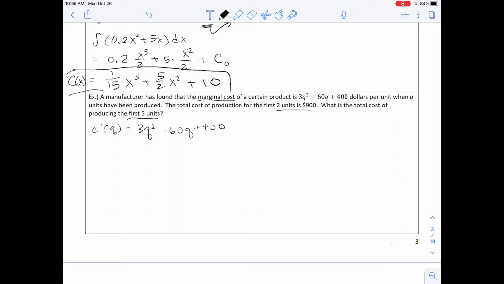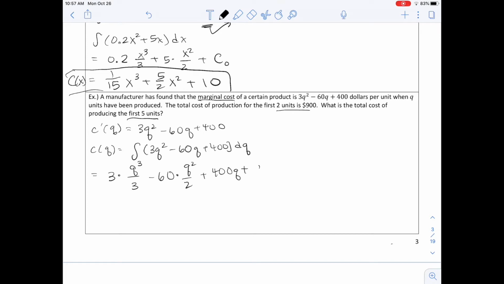And so we need to integrate this. We're going to integrate in order to get our cost function, which is going to be the integral of 3q squared minus 60q plus 400 dq, since that's my variable. Integrating this, going term by term, 3 is a constant, times q to the third divided by 3, minus 60 times q squared divided by 2, plus 400q.